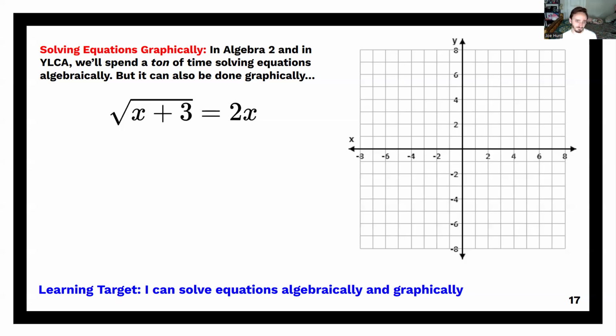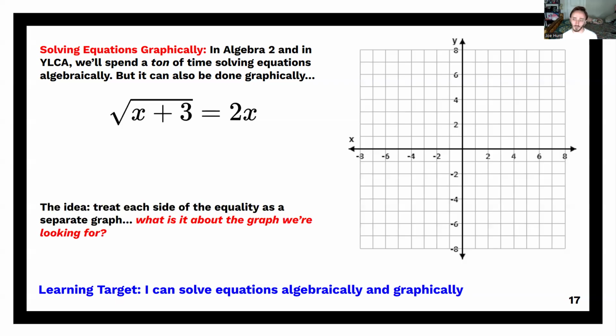way to do it. When you're trying to solve an equation graphically, what we want to do is treat each side of the equal sign as a separate y equals graph. So I'm going to break this problem down into being one graph in red, which is the square root of x plus 3, and another graph in blue, which is just y equals 2x. Now, I'm going to graph both of those on this chart on the right.